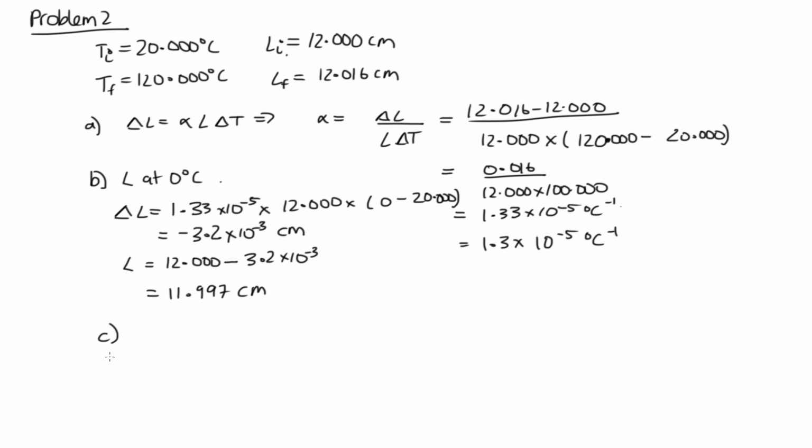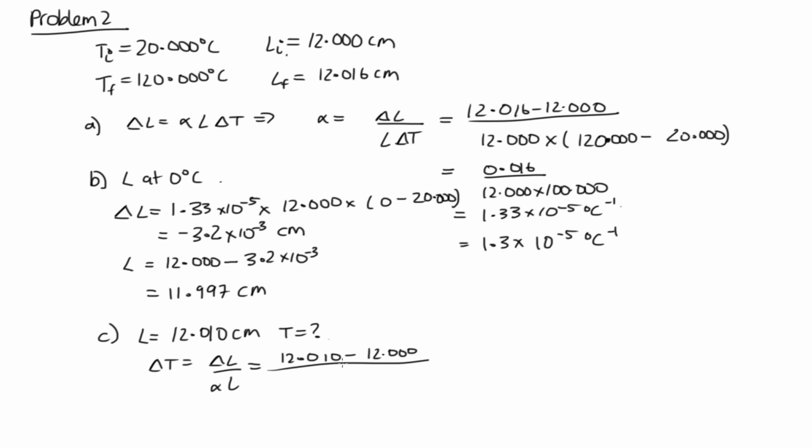And then part C asks us what is the temperature if the length of the rod is now 12.010 centimeters. So to get the change in temperature, we'll need to use the change in length over alpha times the initial length. The change in length, that's the final length, 12.010, and the initial length was the 12 centimeters.